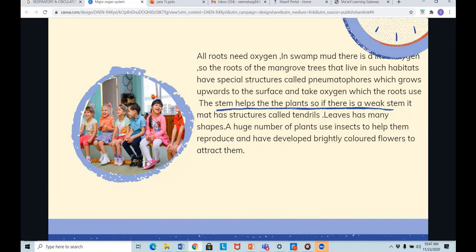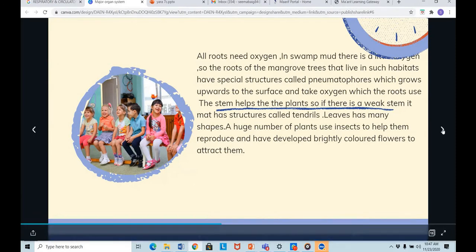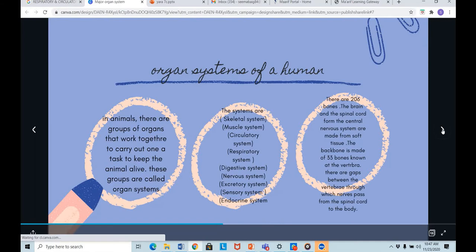The stem helps the plant, so if there is a weak stem, it may have a support. Leaves. Leaves have many shapes. A huge number of plants use insects to help them reproduce and have developed bright colored flowers to attract them.